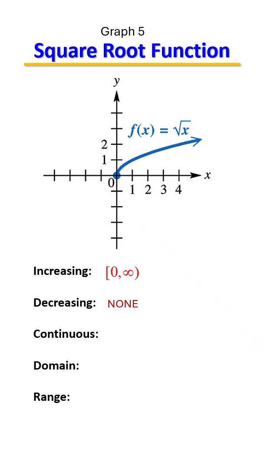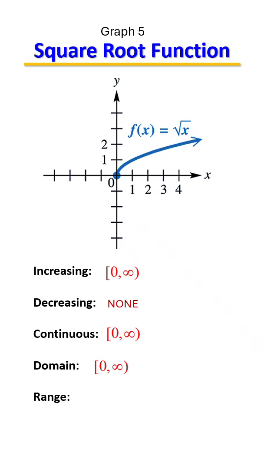Let's take a look at continuous. Can I sketch or draw this graph without lifting up our pencil? Yes, of course. From 0 all the way to positive infinity. That is its domain, which is starting at 0 and then going forever to positive infinity.